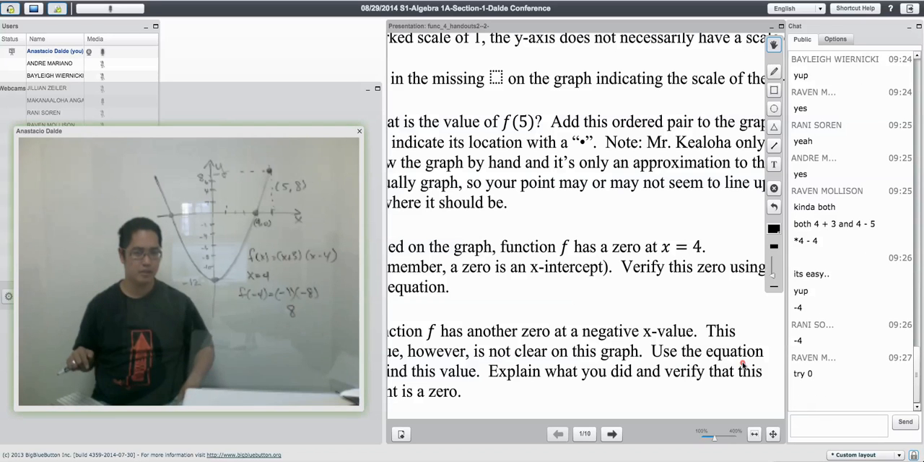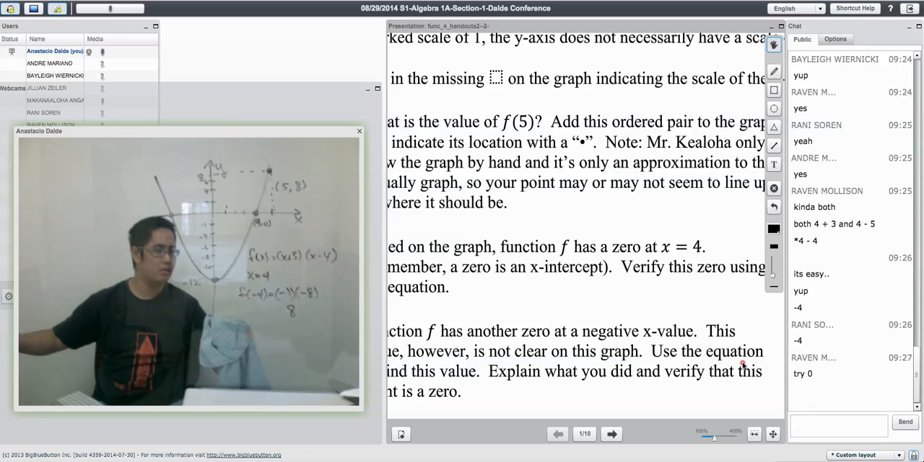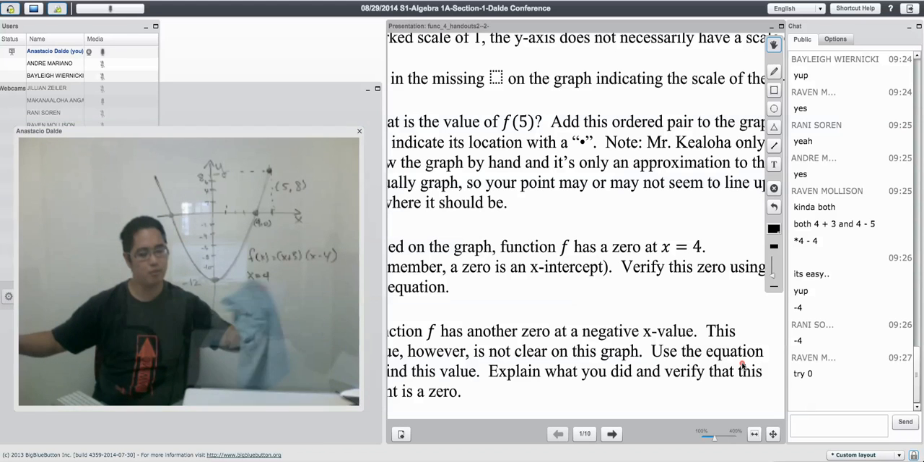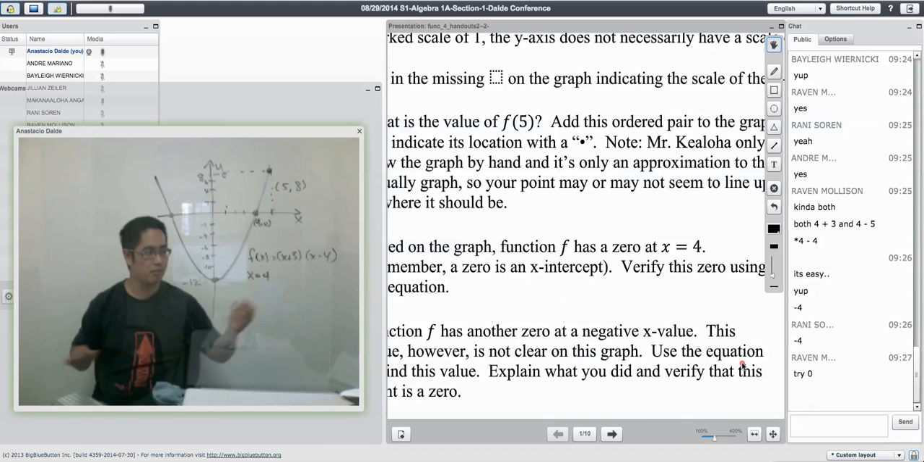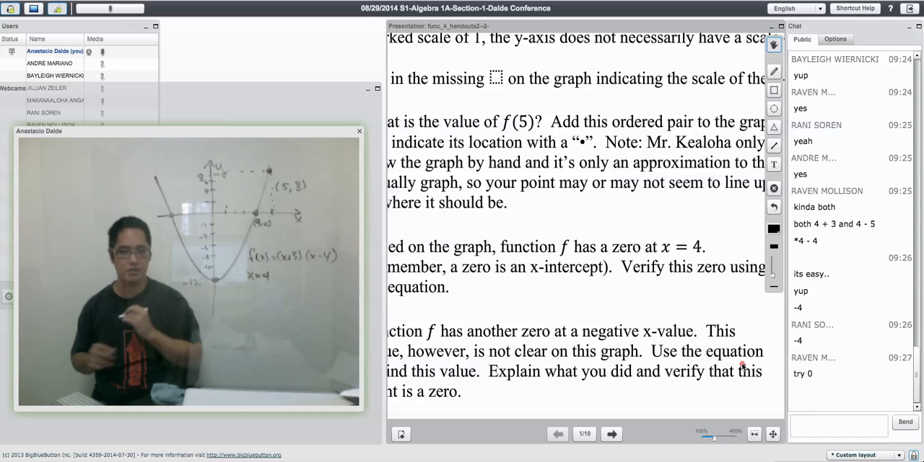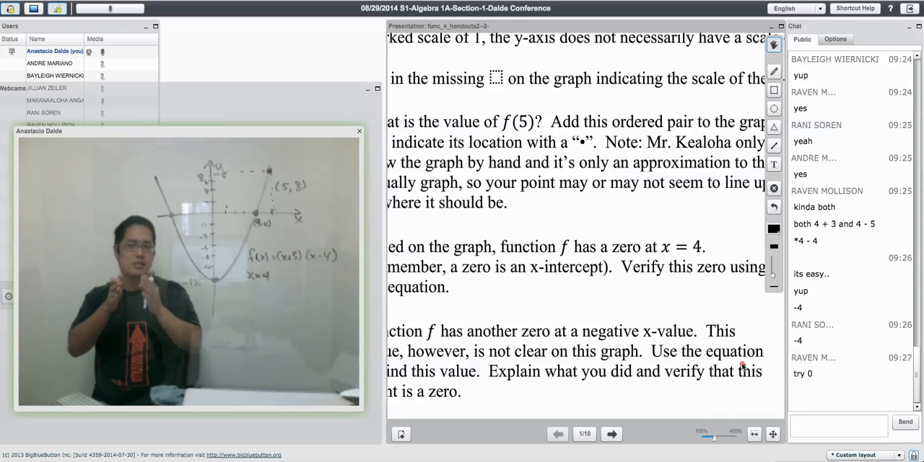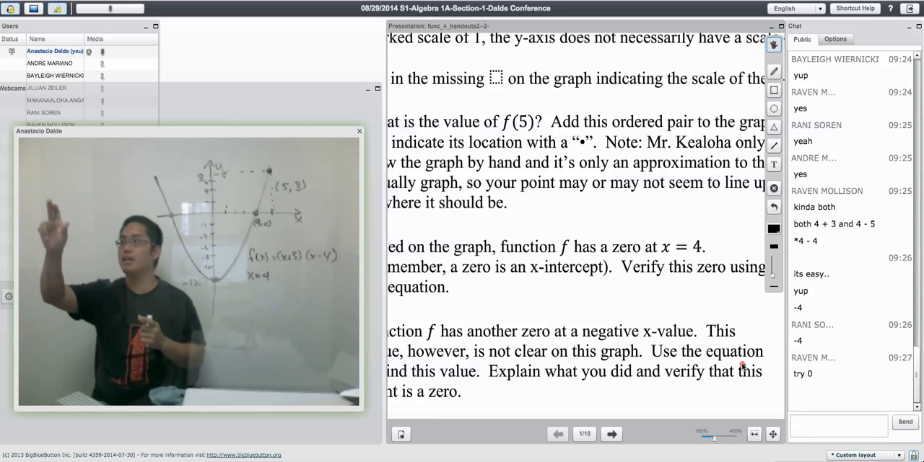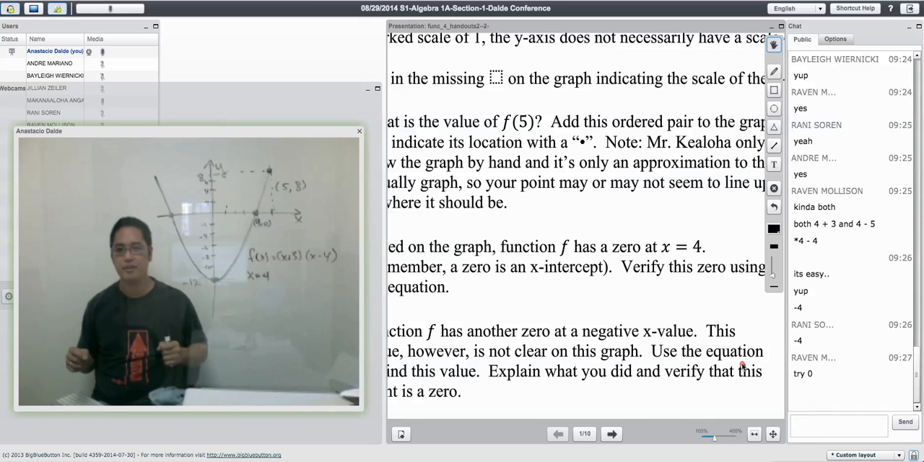All right? Try 0. Okay, we can try 0. But actually, Raven, we've already tried 0. We've already plugged in 0 into here and we got negative 12, and that's how we got the y-intercept in the first place. I don't think you guys are understanding my hints here. Now, since there's a lot more people in on this, I want everyone to chime in because I'm only getting Raven and Rainey so far, and a little bit of Bailey.